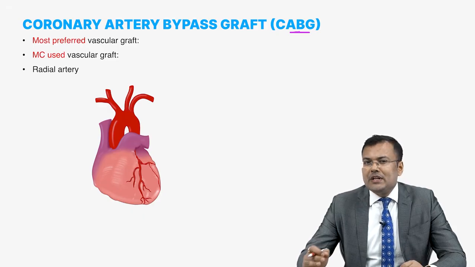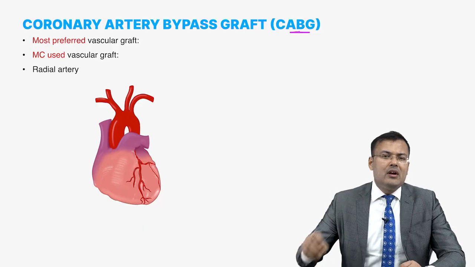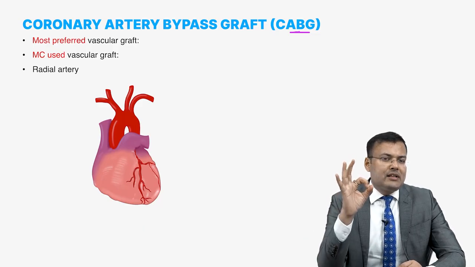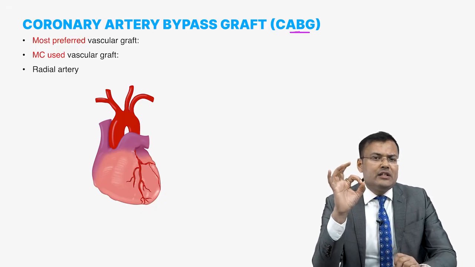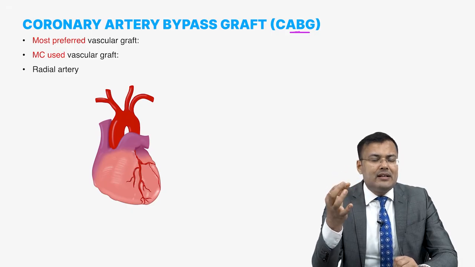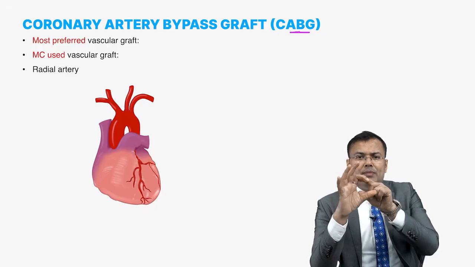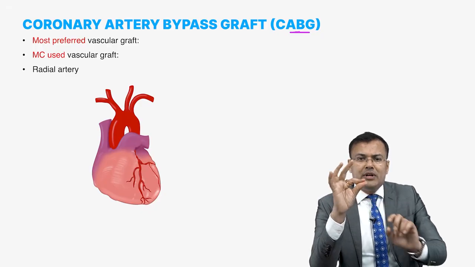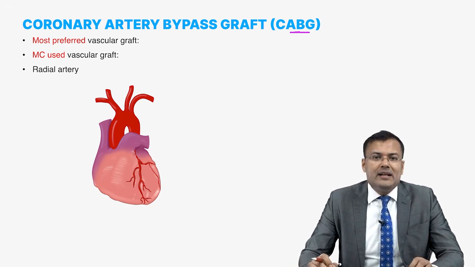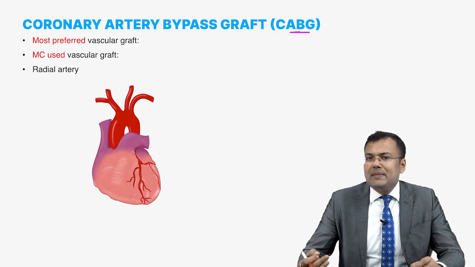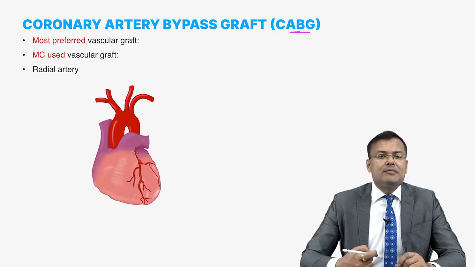Can you tell me what is the most preferred graft? First tell me, arterial grafts are preferred or venous graft for CABG? Arterial. Why? Because in an arterial graft, the lumen is non-collapsible. Patency rate is higher, right? But what about venous graft? It is going to open during systole, going to collapse during diastole. So what is the problem? Venous grafts have a lesser patency rate. Arterial grafts have a longer patency rate. That's why arterial grafts are preferred.